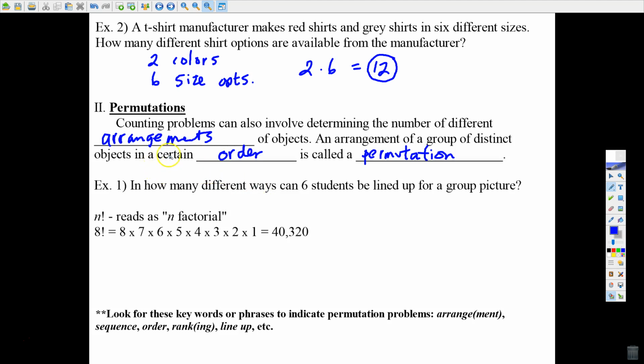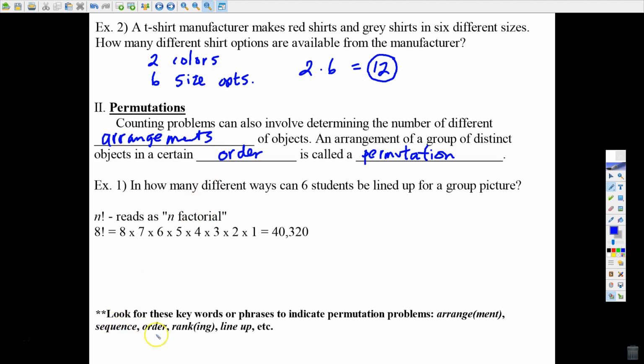Okay, so the thing to take away from permutations, because you do need to make a distinction between permutations and what we're going to talk about in just a few minutes, combinations. A lot of students have a difficulty reading a problem and understanding which one they're dealing with. So permutations are all about order, arrangements.